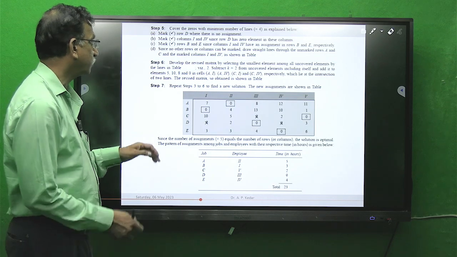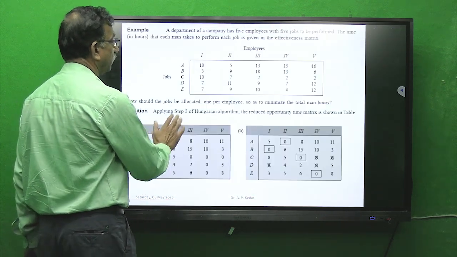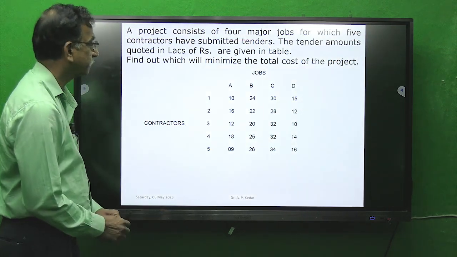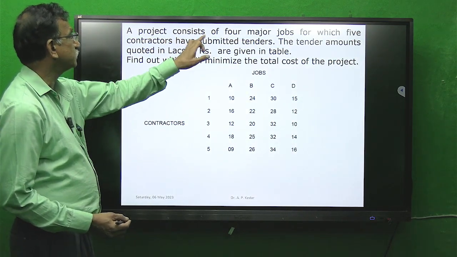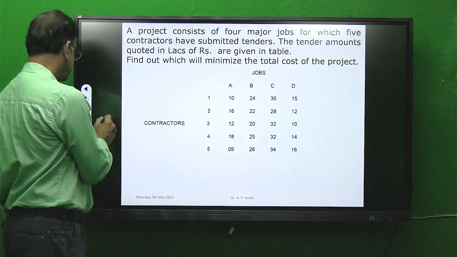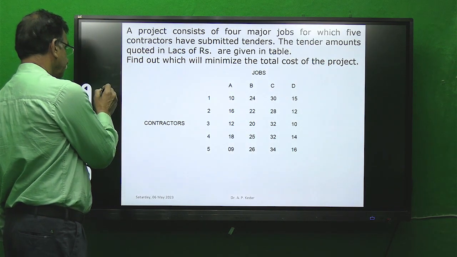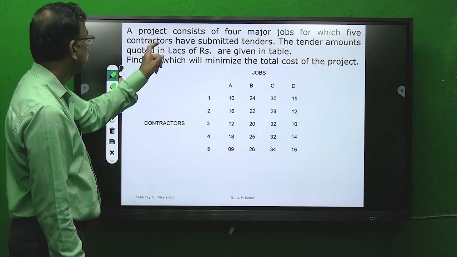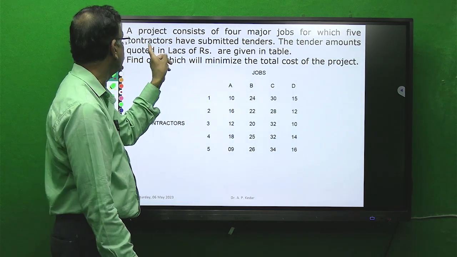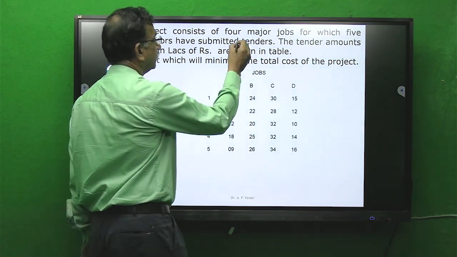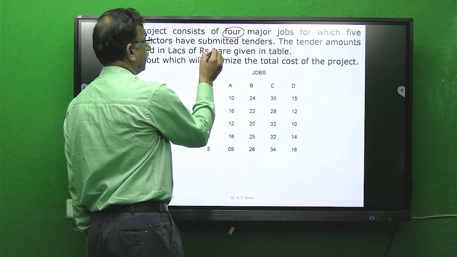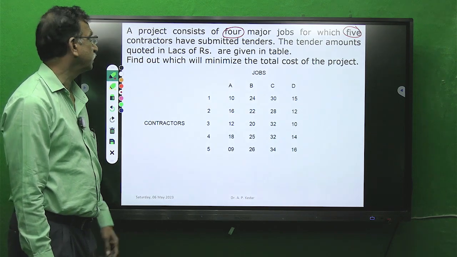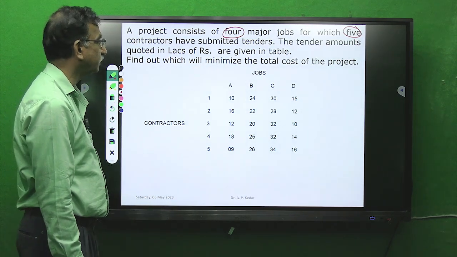Now I will go for special cases of assignment problem. I will just show you what are the changes required. So now you can see here, a project consists of 4 jobs. These are the special cases. Now I will just give an initial beginning to these particular problems. A project consists of 4 jobs for which 5 contractors have submitted tenders.